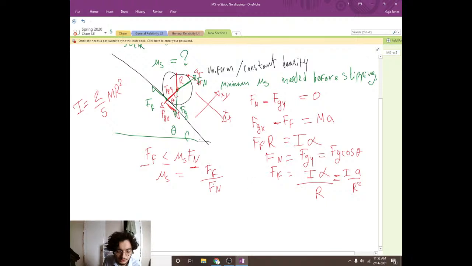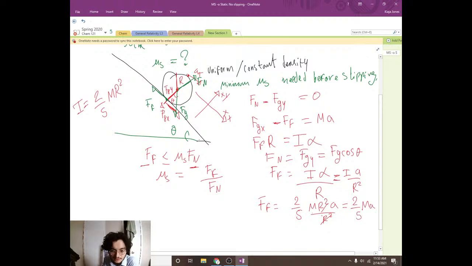Okay, so now we substitute that into the force of friction equation, and you get 2/5 m r squared times a over r squared. Now notice here that the r squared cancels, so the radius doesn't have any effect on the force of friction. Interesting to note. And this is 2/5 ma.